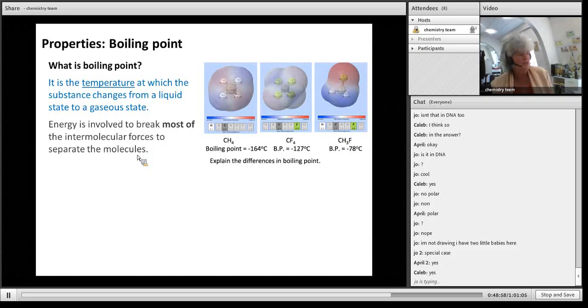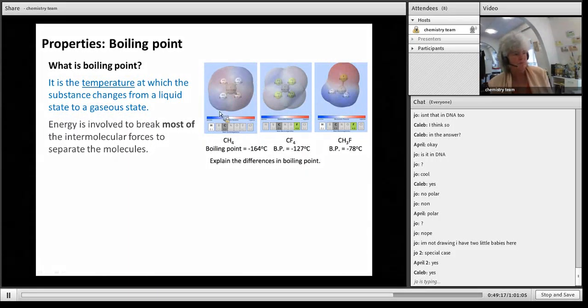So be careful of wording. Separate the molecules means you're moving the molecules apart, but you're still keeping the molecules intact. If you say break the molecules, it sounds as though you're bashing them up. Okay, so here's an example.